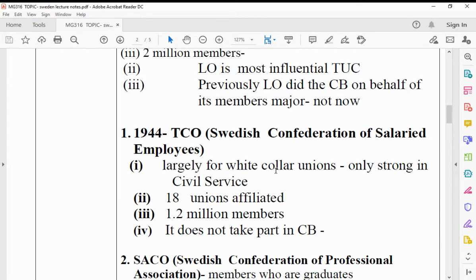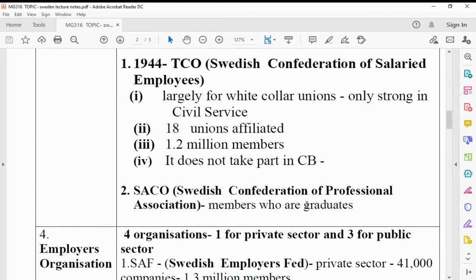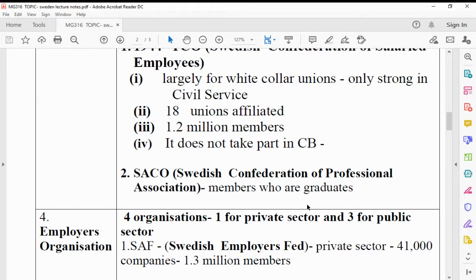The next one is TCO, formed in 1944, Swedish Confederation of Salaried Employees. This is largely for white collar unions, only strong in the civil service. 18 unions are affiliated, members 1.2 million, and just like LO, it also does not participate in the CB process. Next one is SACO, Swedish Confederation of Professional Associations. Here the members are those graduates.